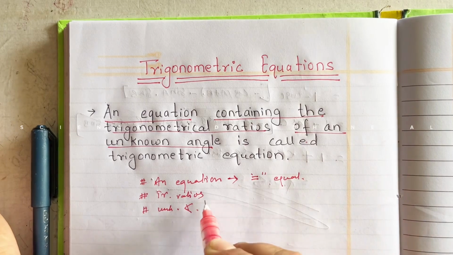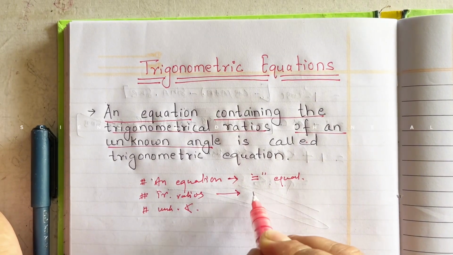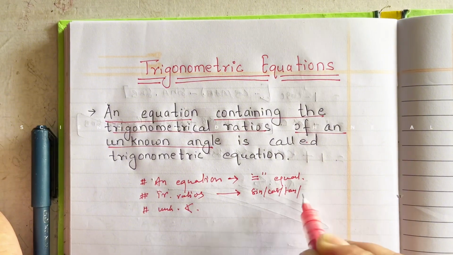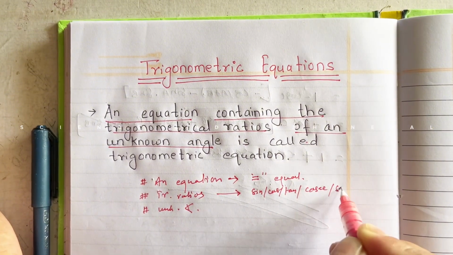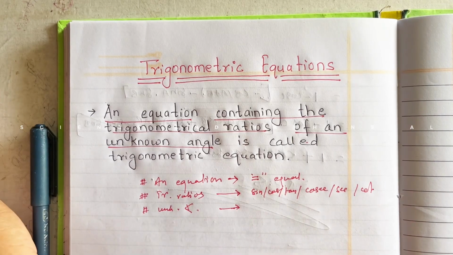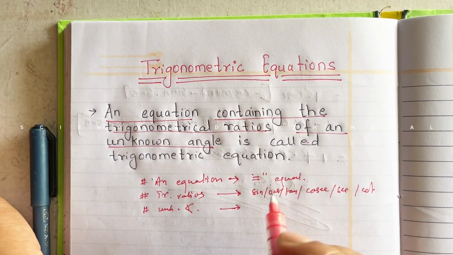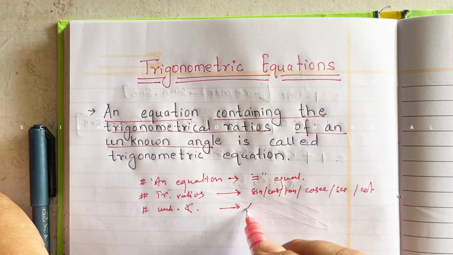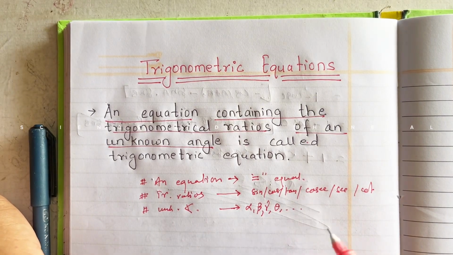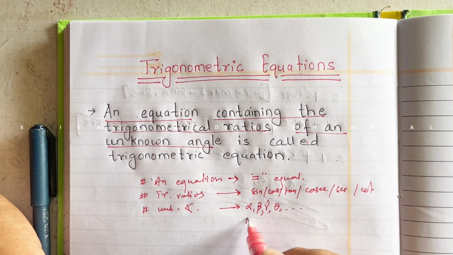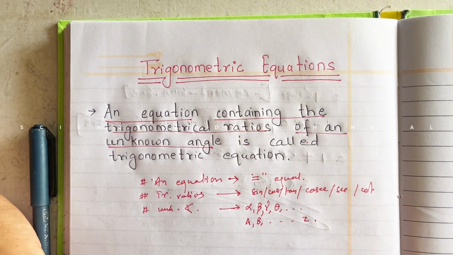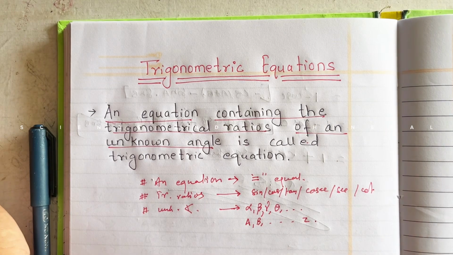And what are trigonometric ratios? Trigonometric ratios are sine, cos, tan, cosec, sec, cot. And an unknown angle can be denoted by Greek alphabets alpha, beta, gamma, theta, and so on. It can also be denoted by the English alphabets A, B, C up to Z. Okay, so let's take an example.